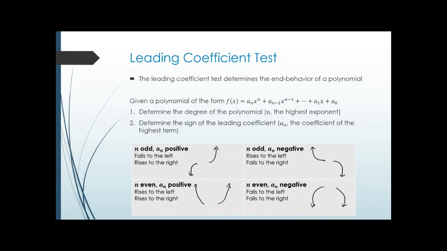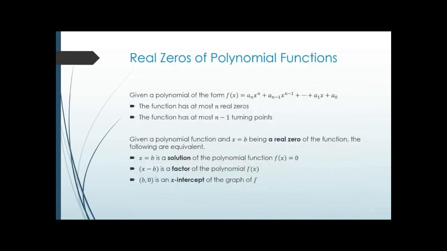So the next thing: real zeros of polynomial functions. So if you have a polynomial and n is our degree, that highest exponent. So everything that we do with a polynomial, we're caring about that degree, that highest exponent there. The function has at most n real zeros. So if it was exponent of 4, there should be 4 or fewer real zeros.